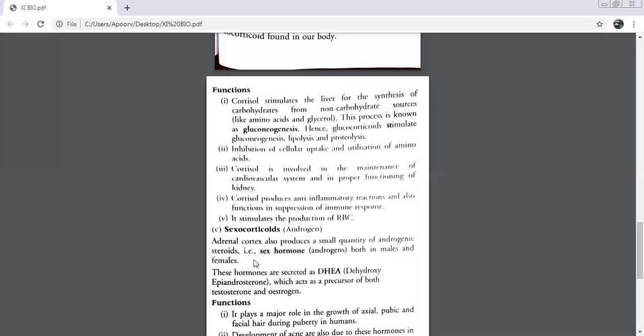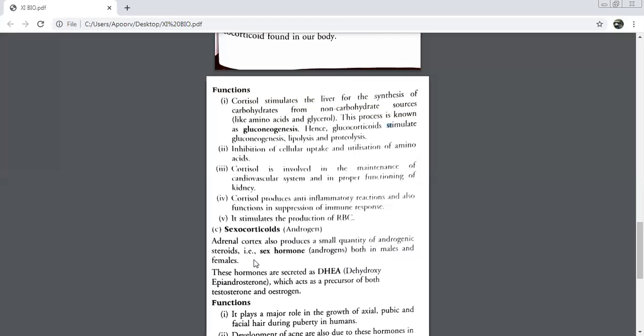This tissue also produces a small quantity of androgenic steroids, that means the sex hormone. What is the name of the sex hormone? Androgens, both in males and females. These hormones are not secreted directly as androgens. They are first secreted as DHEA. Directly they are not hormones. Later, they cause the formation of the sex hormones, testosterone and estrogen.